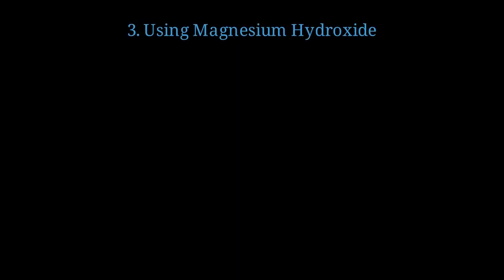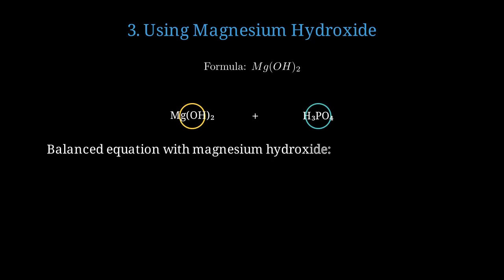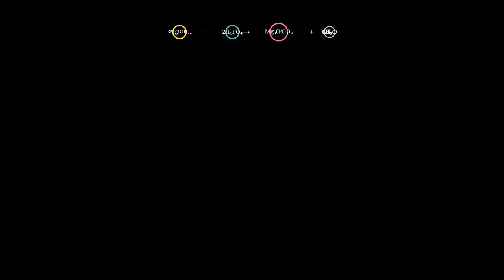Alternatively, we can use magnesium hydroxide as our magnesium compound. The formula for magnesium hydroxide is Mg(OH)₂. We start with magnesium hydroxide and phosphoric acid as our reactants. Here's the balanced chemical equation using magnesium hydroxide. 3 moles of magnesium hydroxide react with 2 moles of phosphoric acid to form 1 mole of magnesium phosphate and 6 moles of water. This reaction produces more water molecules compared to using magnesium oxide.